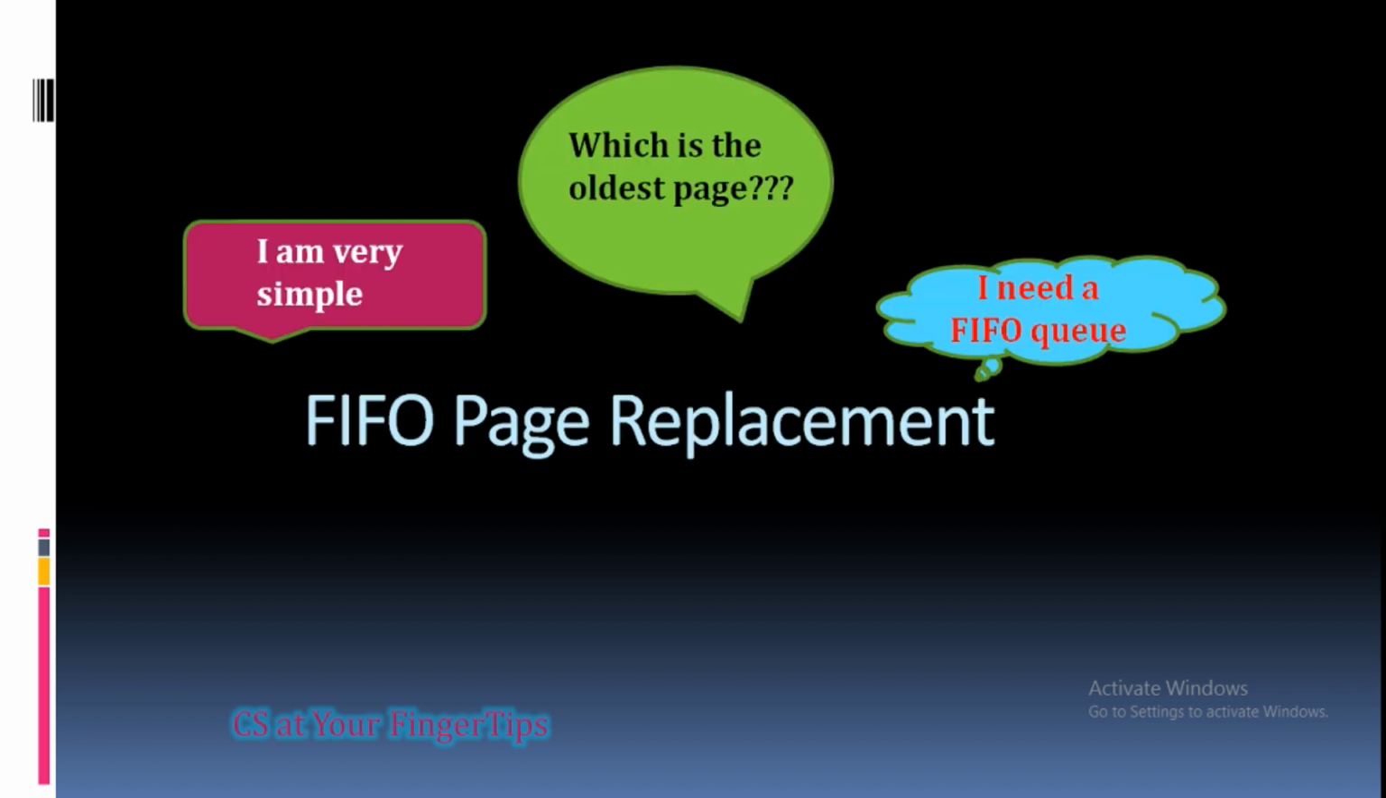FIFO page replacement is the simplest page replacement algorithm. The idea of FIFO page replacement is to replace the page which is oldest. And in order to find out the oldest page, it uses a FIFO queue.